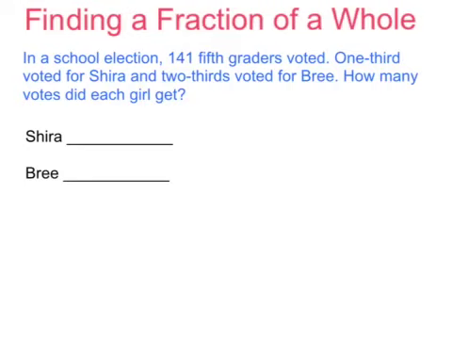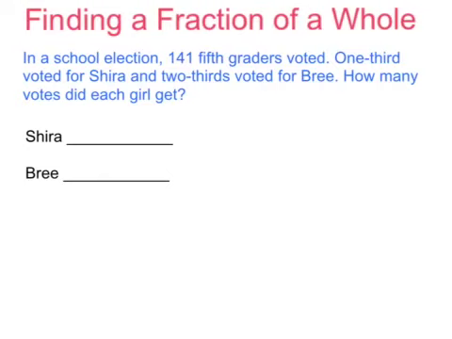The next topic we're going to cover today is finding a fraction of a whole and how that works. Let's use the following word problem to practice. In a school election, 141 fifth graders voted. 1/3 voted for Shira and 2/3 voted for Bree. How many votes did each girl get?